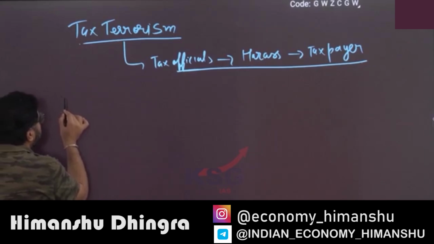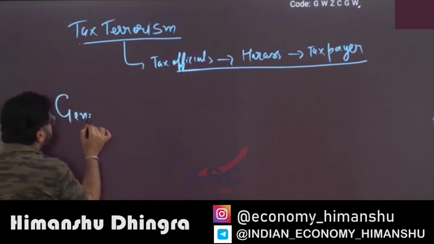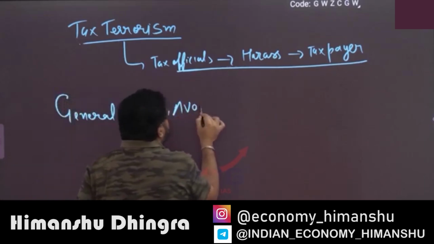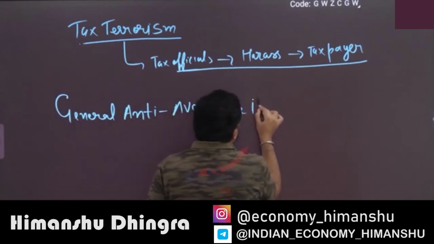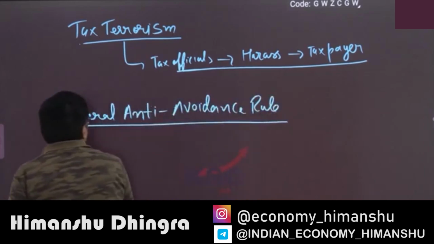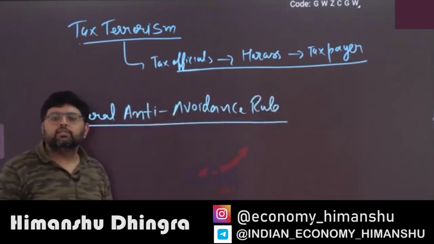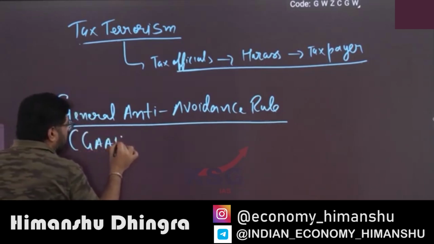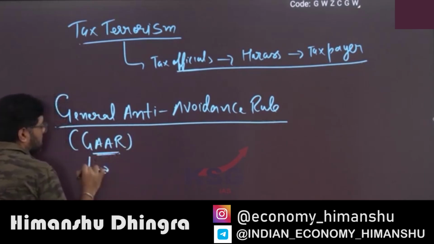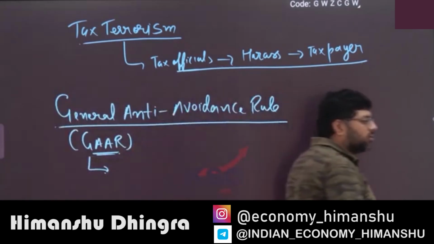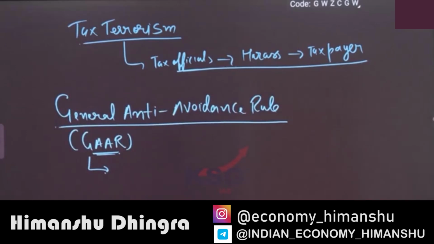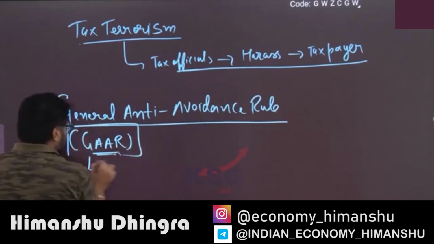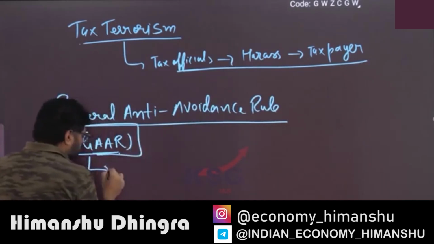There is another term, general anti avoidance rule. In short, we call it GAR. So when we talk about GAR, what used to happen?